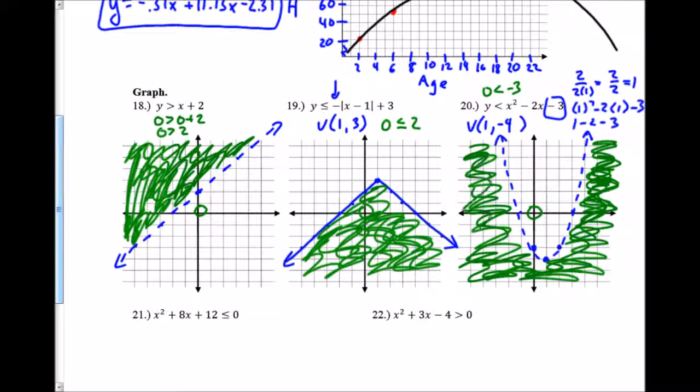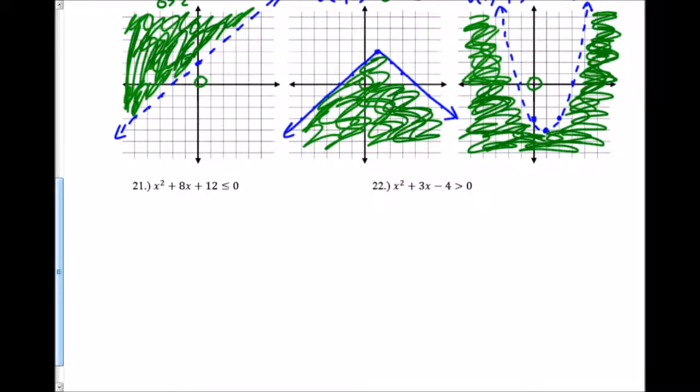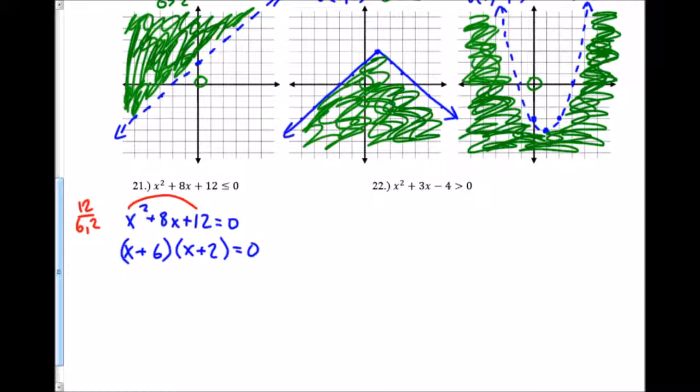Okay. For the next couple, I'm essentially doing this same thing, except I'm only looking at the x-axis. So for this first one, I ignore the inequality sign and just look at x squared plus 8x plus 12 equals 0. And I solve. I solve by factoring. I build a bridge. Two numbers that multiply to 12 but add to an 8 are a 6 and a 2. So that gives me an x plus 6 and an x plus 2. And I set each of these equal to 0. So I find out that x equals a negative 6 and x equals a negative 2.